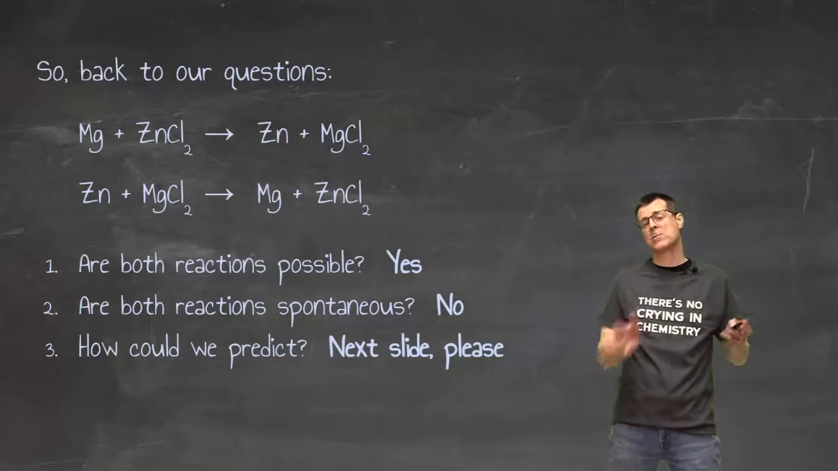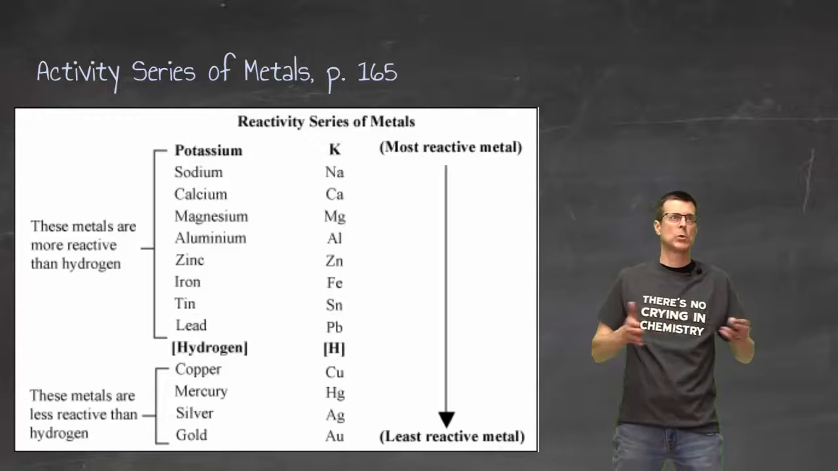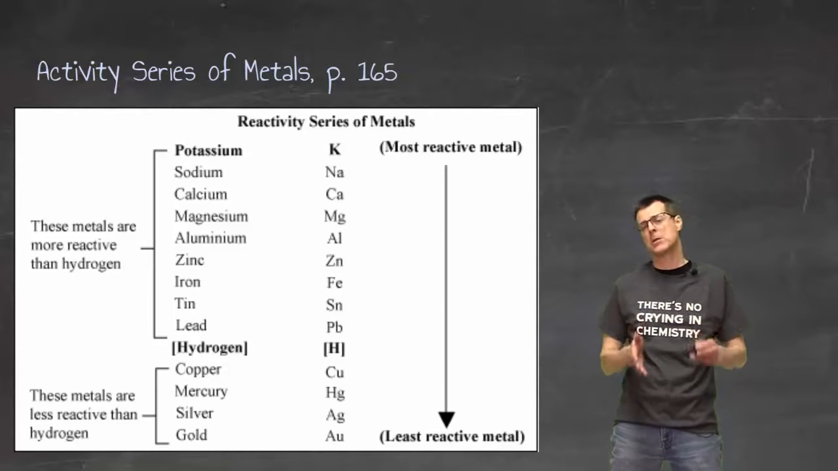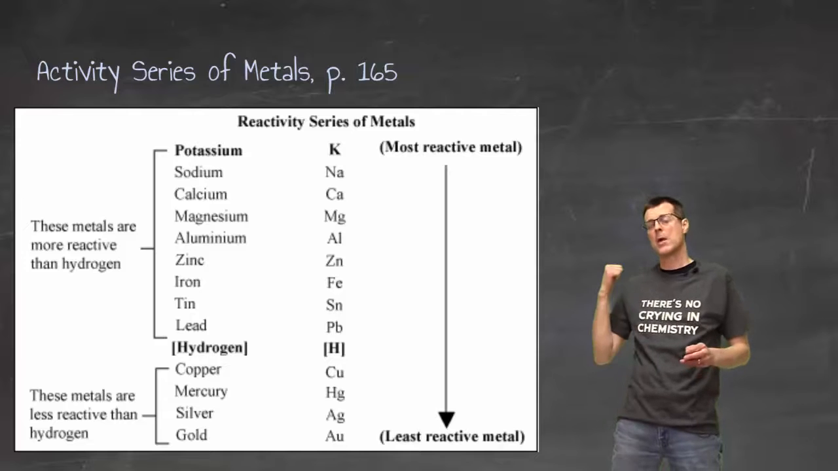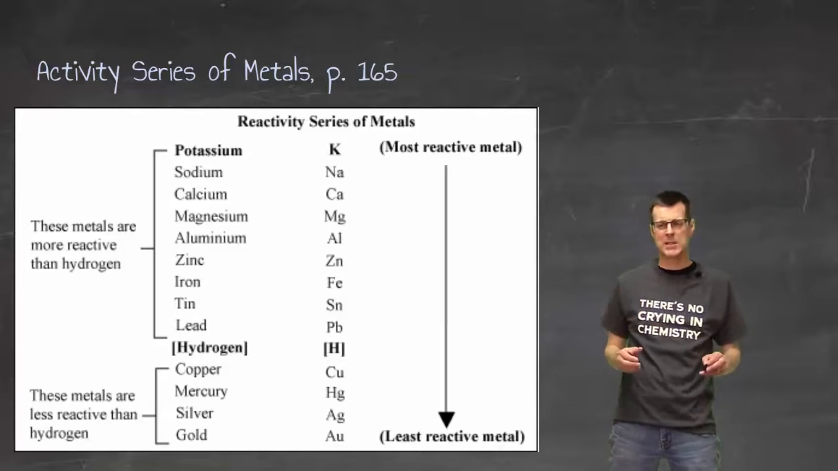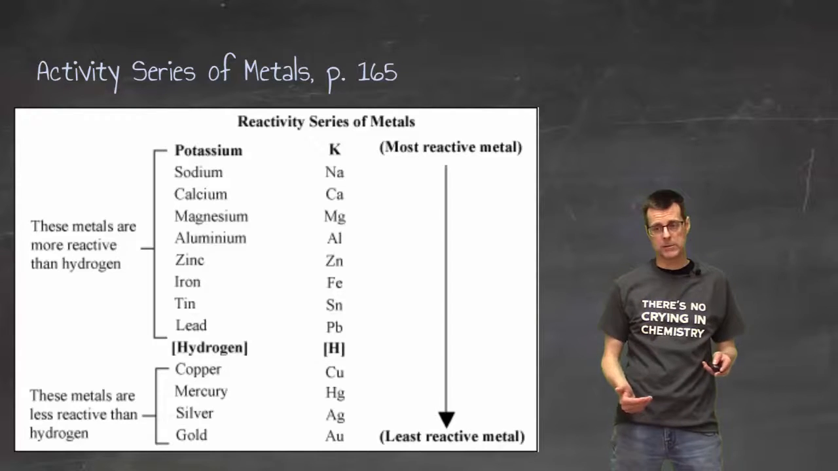Well, that actually becomes the next thing. You will find it in your textbook in a couple of different places, but probably the quickest one is on page 165. It's called the activity series of metals. The one in your textbook is a bit different from this, but more or less the same thing. It lists a bunch of metals from most reactive to least reactive.